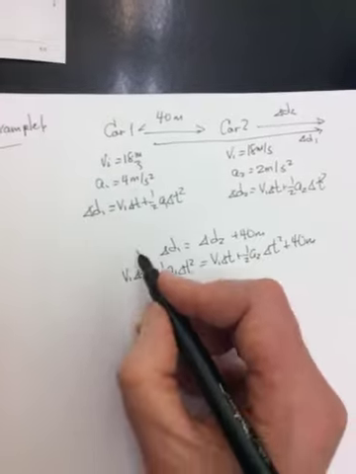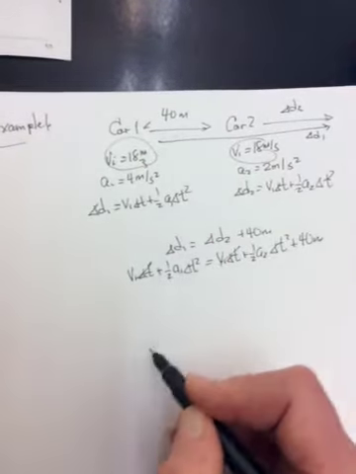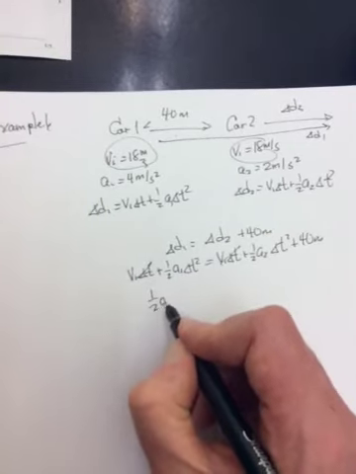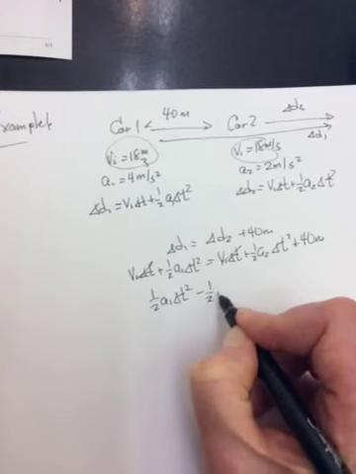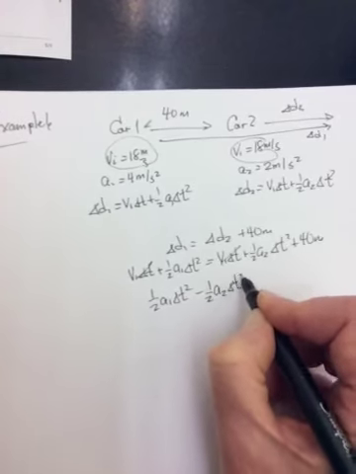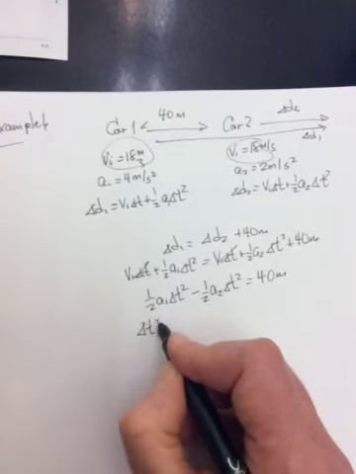So delta D1 is equal to VI delta T plus 1/2 A1 delta T squared, and delta D2 is equal to VI delta T plus 1/2 A2 delta T squared. Again, sub them in. So VI delta T plus 1/2 A1 delta T squared equals VI delta T plus 1/2 A2 delta T squared plus 40 meters. Now this might look wicked, but remember the VI's are the same, which means these cancel.